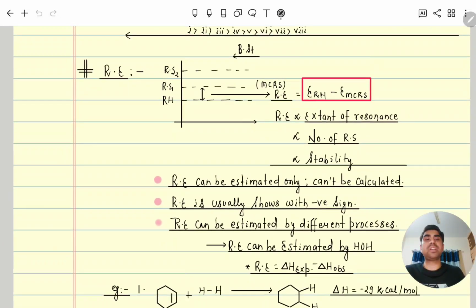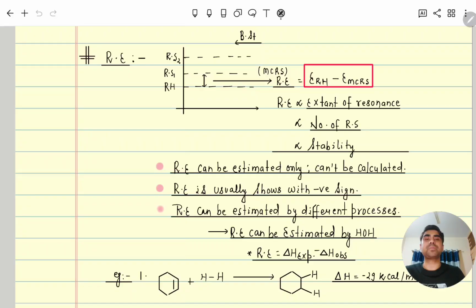Now coming to resonance energy. What is resonance energy? It is the difference between the resonance hybrid and the most contributing resonating structure, which is relatively more stable. The energy difference in between is called resonance energy. Resonance energy is directly proportional to the extent of resonance. The more the resonance, the more the delocalization of electrons, and the more energy will be released, and that energy is the resonance energy.